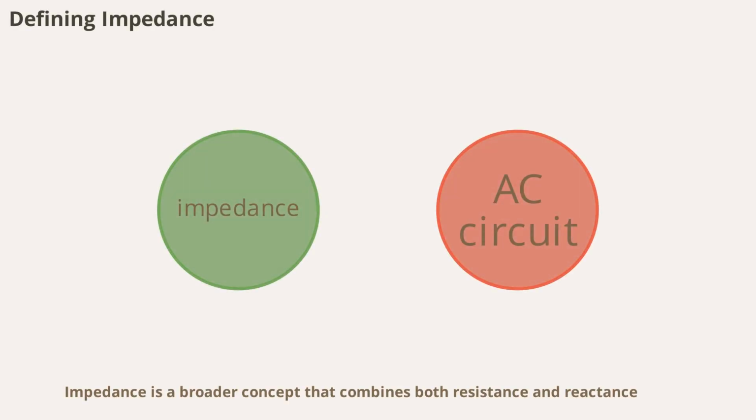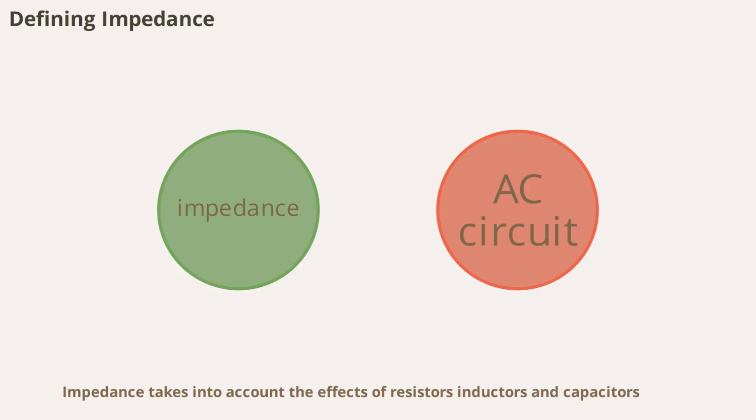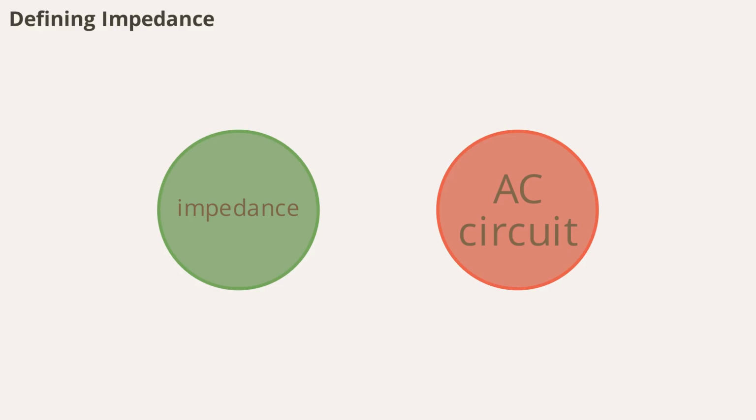Impedance is a broader concept that combines both resistance and reactance. It represents the total opposition to the flow of alternating current in a circuit and is denoted by Z. Impedance takes into account the effects of resistors, inductors, and capacitors, and is generally expressed as a complex number. The magnitude of impedance determines the amplitude of the current, while its phase angle affects the phase relationship between voltage and current. Understanding impedance is essential for analyzing and designing all types of AC circuits.